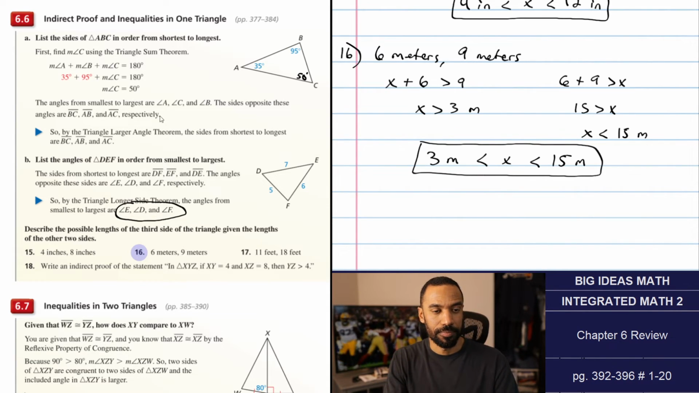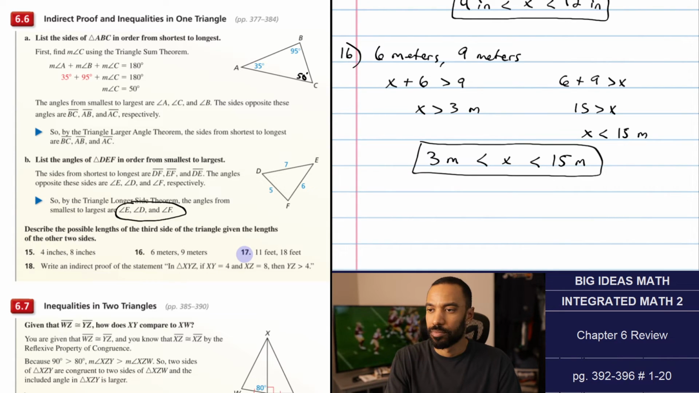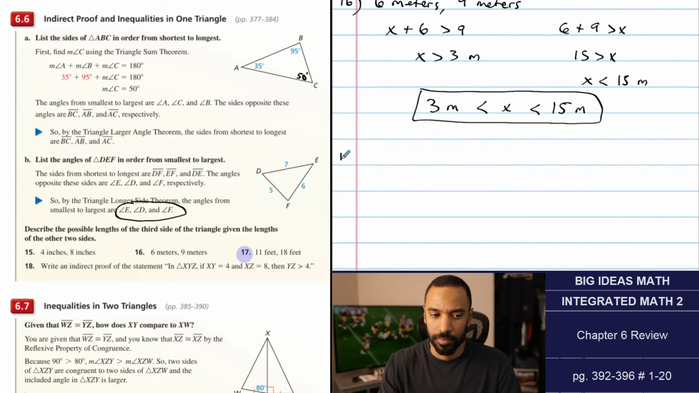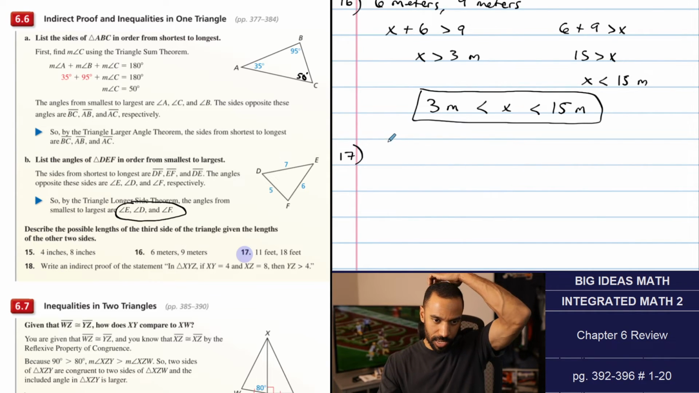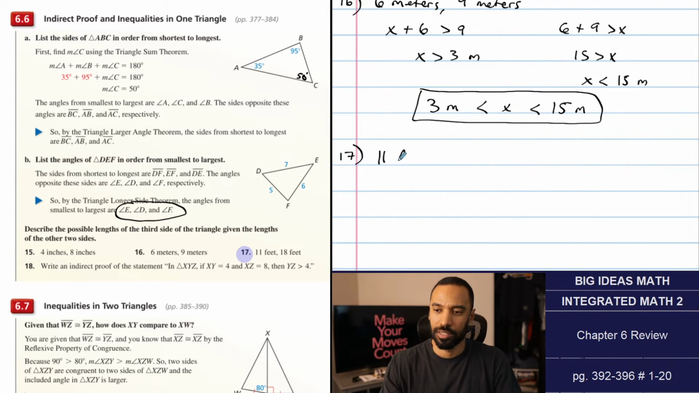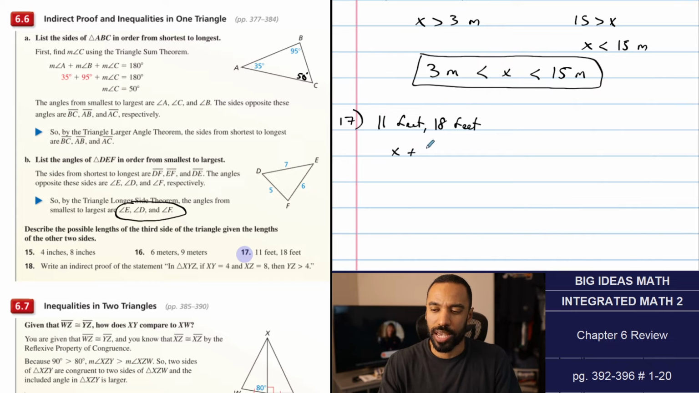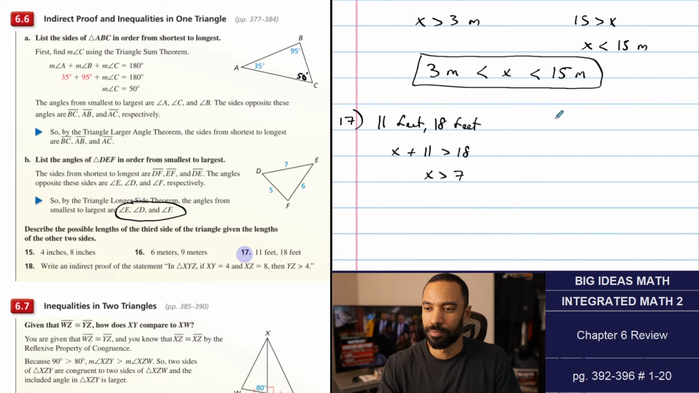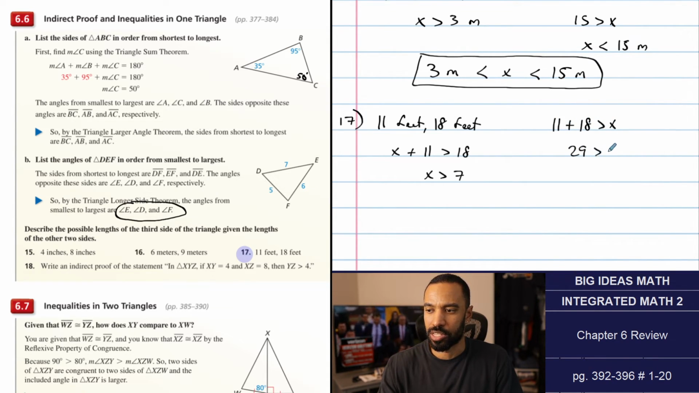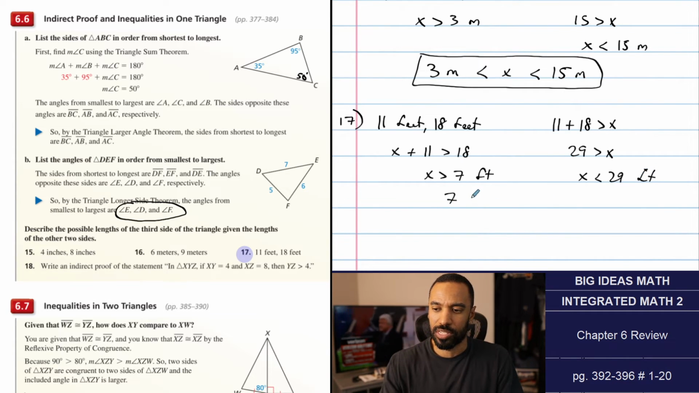And number 17, is 11 feet and 18 feet. Okay, x being one of the shorter sides with 11 has to be greater than 18, so x would have to be greater than 7, or 11 plus 18 has to be greater than x, so x has to be less than 29. This is feet. So x is somewhere between 7 and 29 feet.